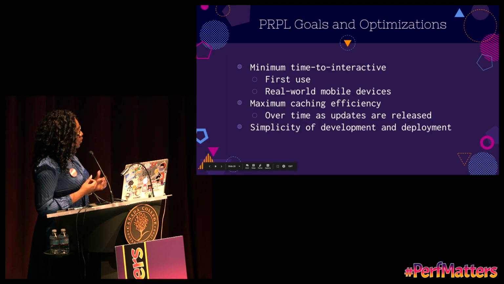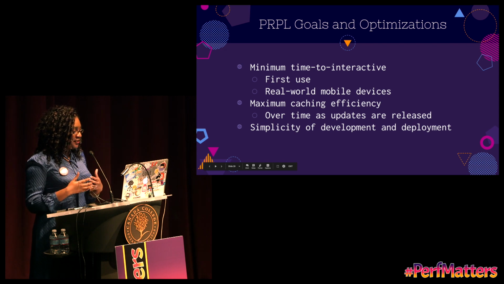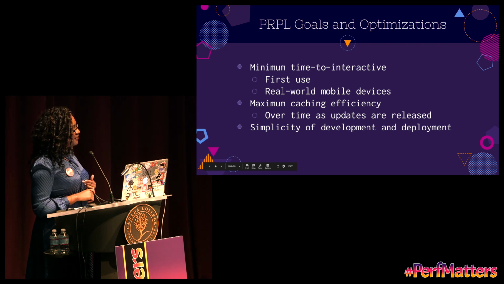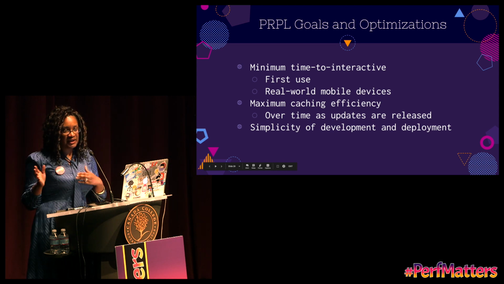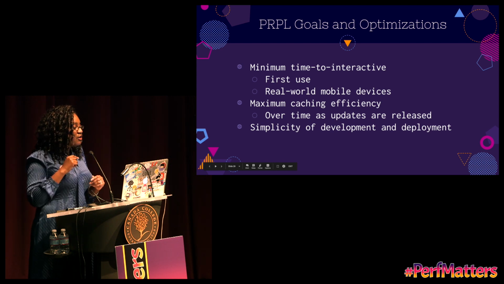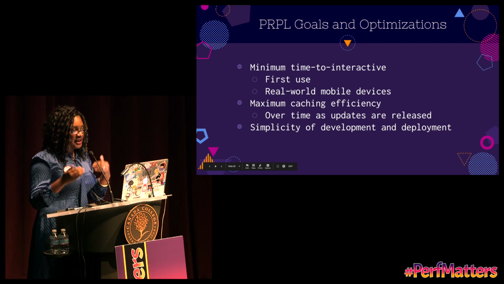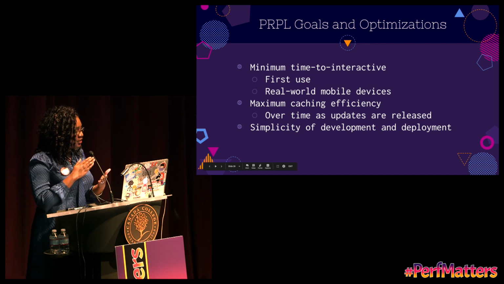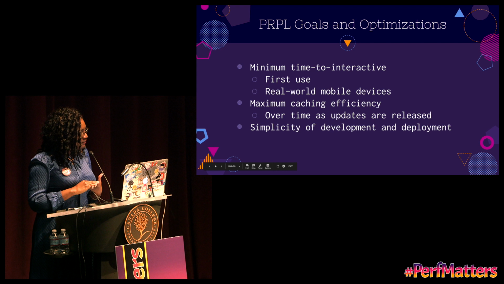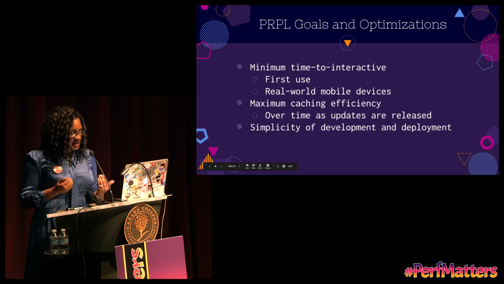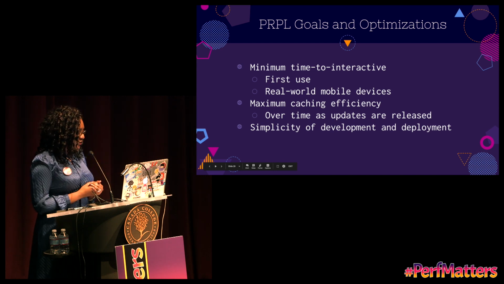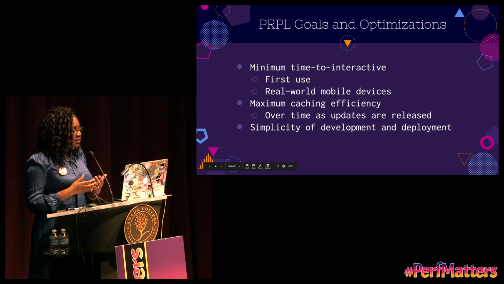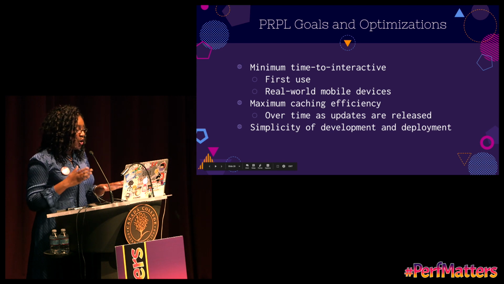Beyond targeting the fundamental goals and standards of PWAs, PURPLE strives to optimize for a minimum time to interactive, especially on the first use, and this is regardless of any entry point into the app, especially on real-world mobile devices. So think 3G, think something that's not incredibly fast. And also, you're wanting to maximize caching efficiency, especially over time as updates are released, and also the simplicity of development and deployment. So these are some main goals that PURPLE strives for. PURPLE is inspired by a suite of modern web platform features, but it's possible to apply the pattern without hitting every letter in the acronym or using every feature.